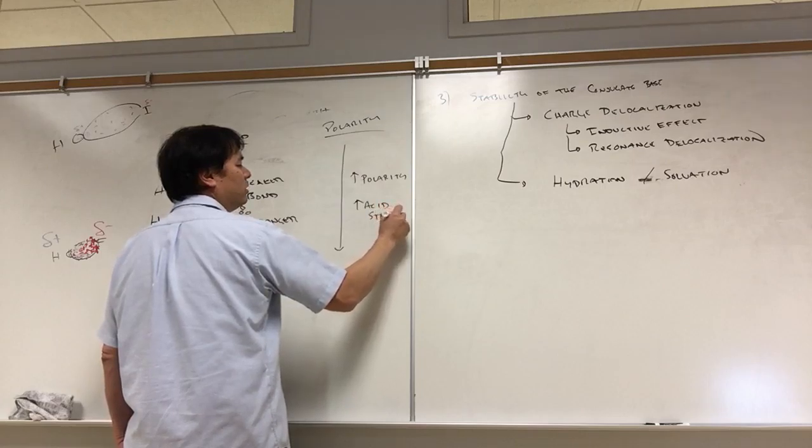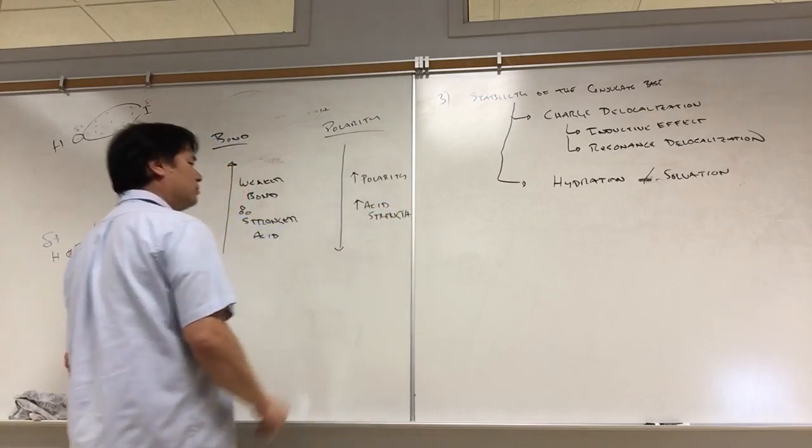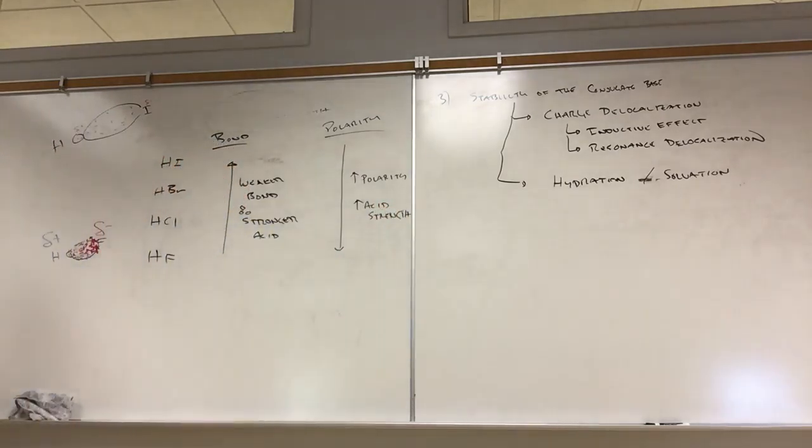And so according to polarity, HF should be the strongest acid because it's going to have the greatest distortion of the charge. But HF also has the strongest bond, so it's conflicting in this way because if you're a base, let's say water, are you going to be more attracted to HF or more attracted to HI?